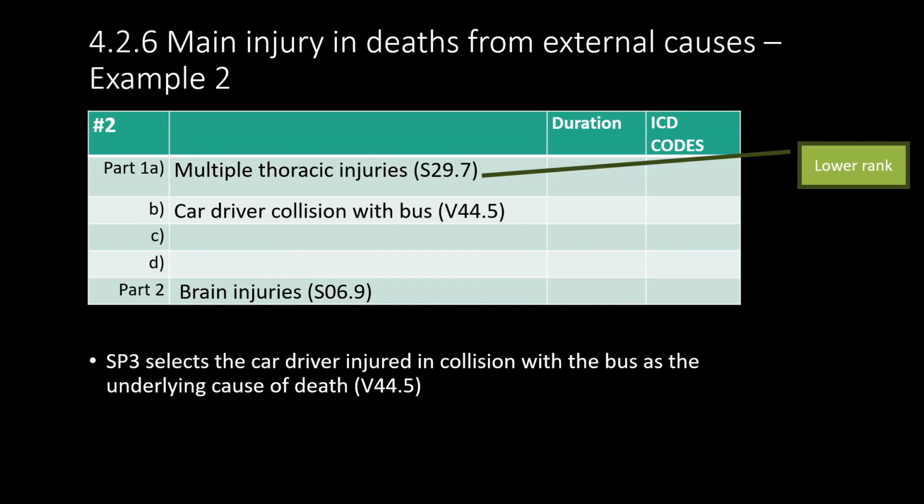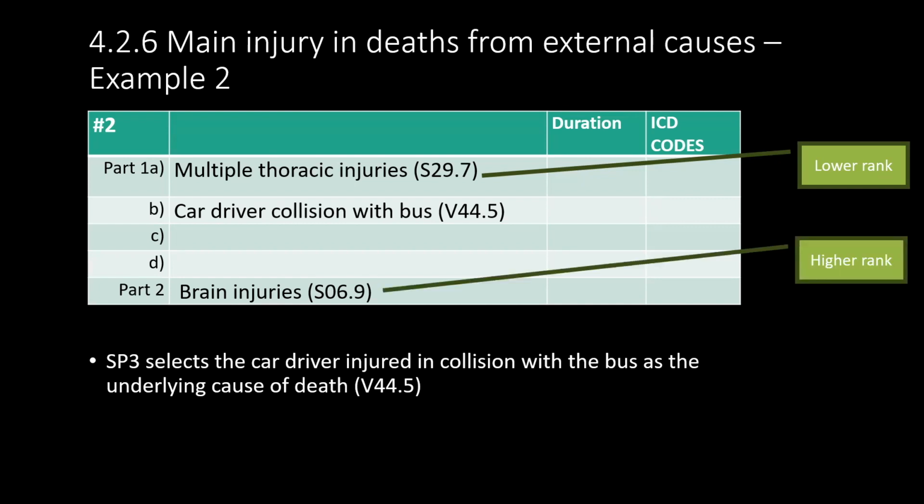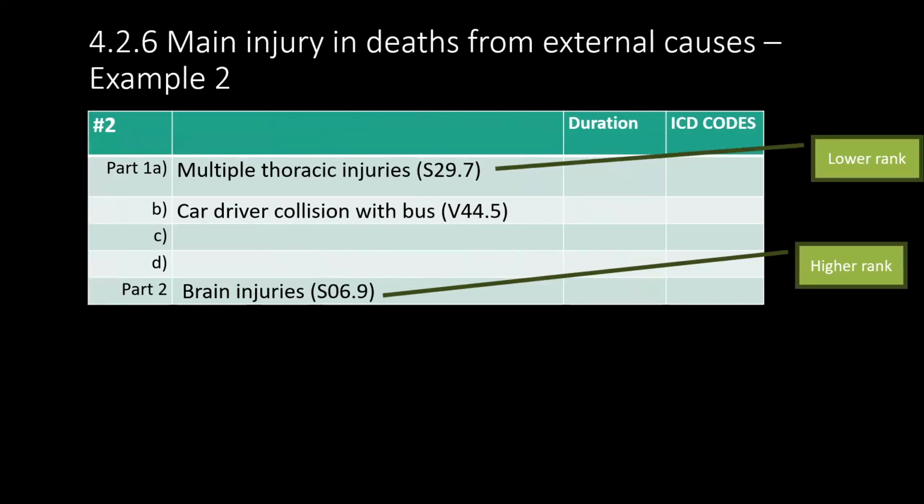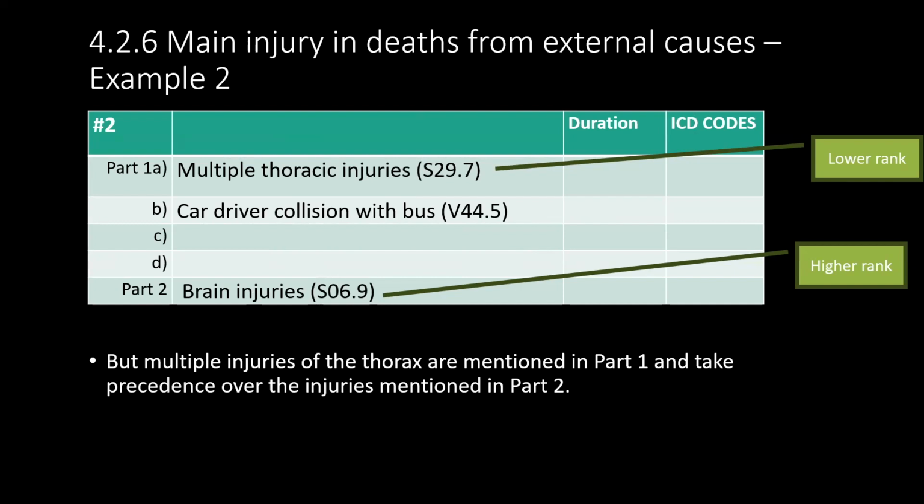Going through the injuries, you can see multiple thoracic injuries have a lower rank than the brain injuries, which is in a higher rank in the Annex 7.7 injury ranks. Unspecified brain injury, S06.9, has a higher rank than multiple injuries of thorax, S29.7. But multiple injuries of the thorax are mentioned in part 1 and take precedence over the injuries mentioned in part 2.